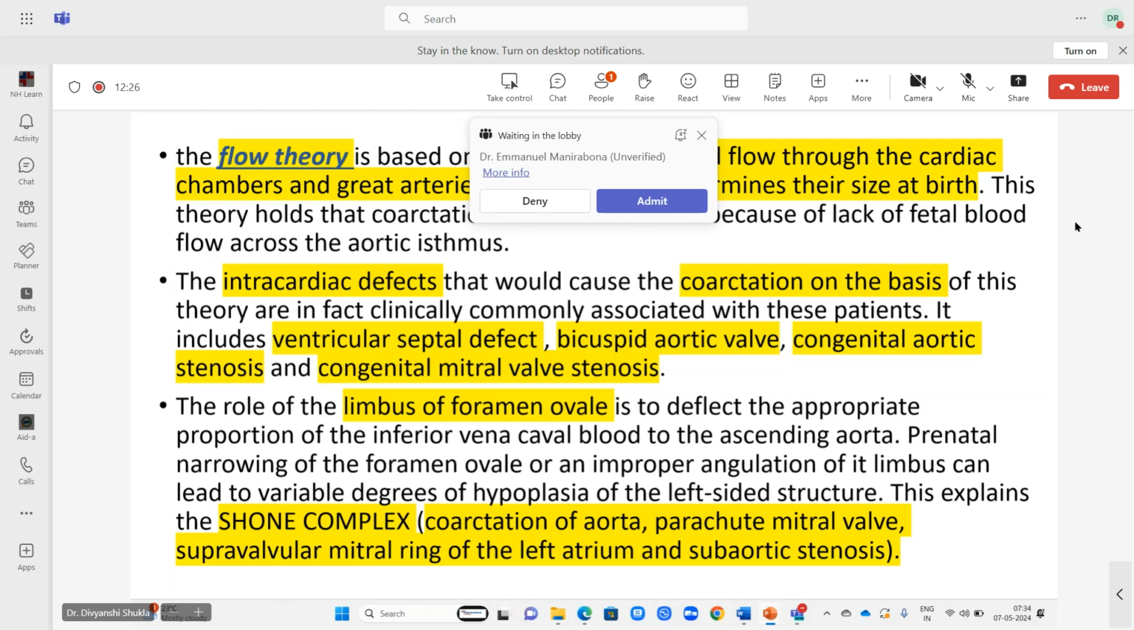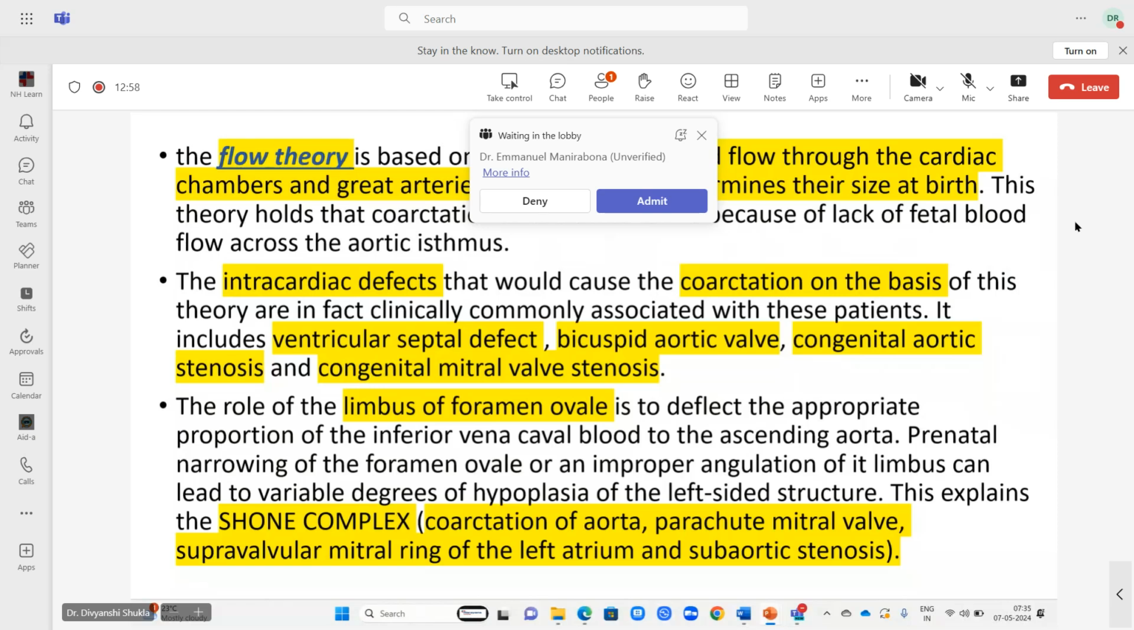The intracardiac defects that could cause coarctation on the basis of this theory are in fact clinically commonly associated with these patients. They include VSD, bicuspid aortic valve, congenital aortic stenosis, and congenital mitral valve stenosis. The role of the limbus of the foramen ovale is to deflect the appropriate portion of the inferior vena cava blood to the ascending aorta. Prenatal narrowing of the foramen ovale or an improper angulation of its limbus can lead to variable degrees of hypoplasia of the left-sided structures.